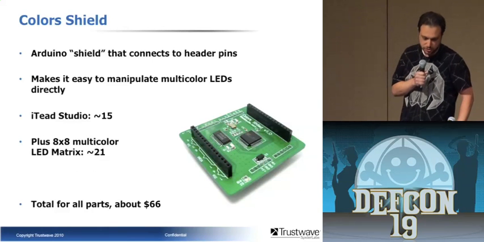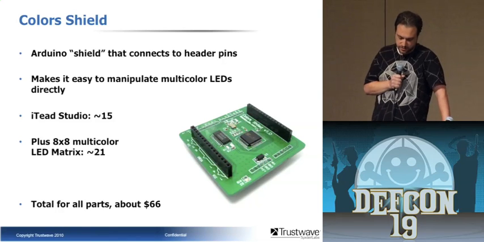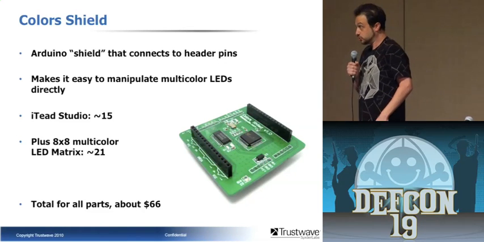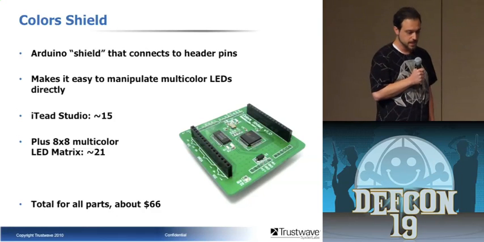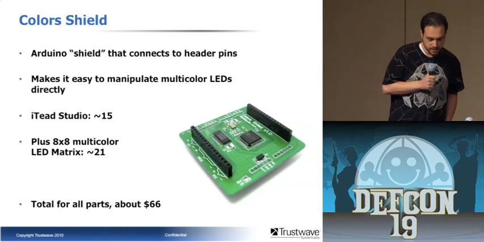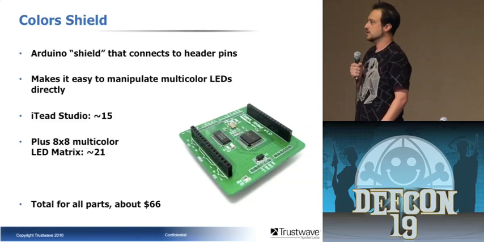There's also something called a color shield. This is a really cool little thing. The add-on boards for Arduino are called shields, so when you see the word shield, that means it's an add-on board for the Arduino. And this one is a shield that has a chip on it to control LEDs, so it makes it very easy.